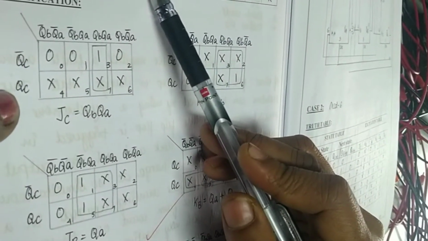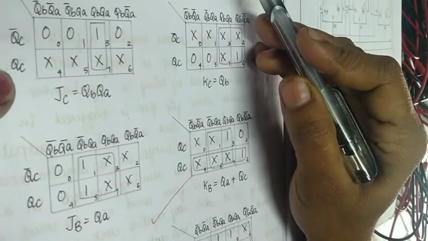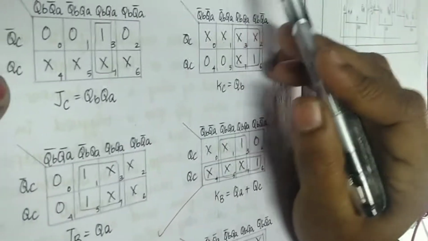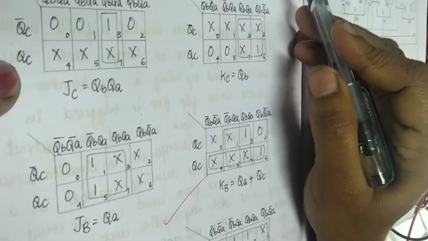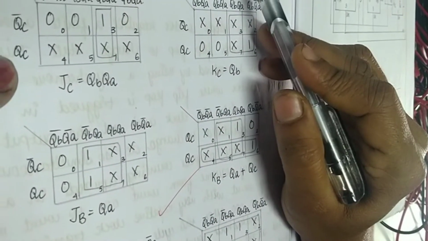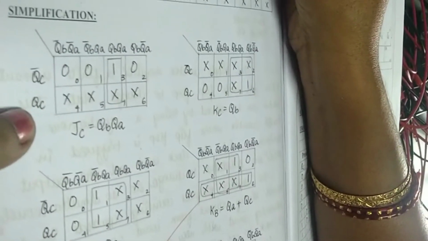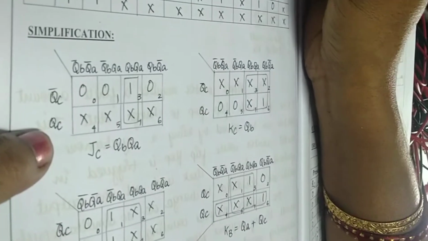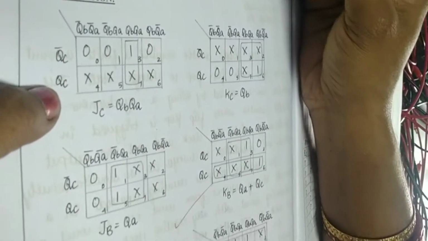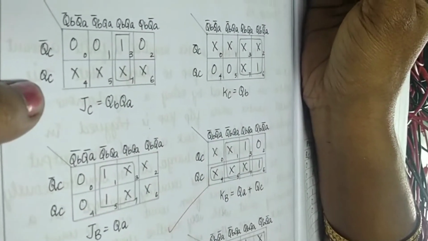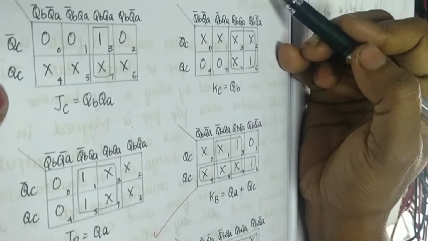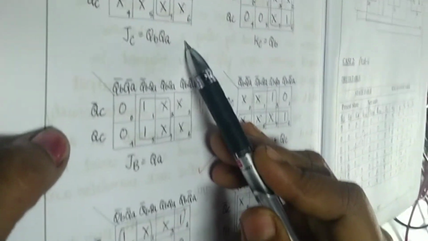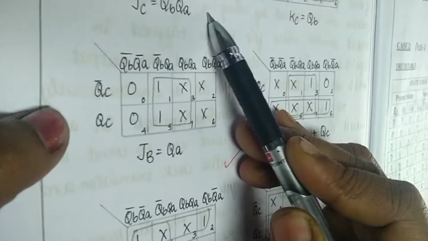Using the excitation table, we find out the inputs for the JK flip-flops C, B and A. We require 3 flip-flops to store 7, because 1, 1, 1 needs each bit stored in one flip-flop, so 3 flip-flops: A, B, C. According to the excitation table, I fill in these inputs. Then I find out the K-map for each flip-flop value.